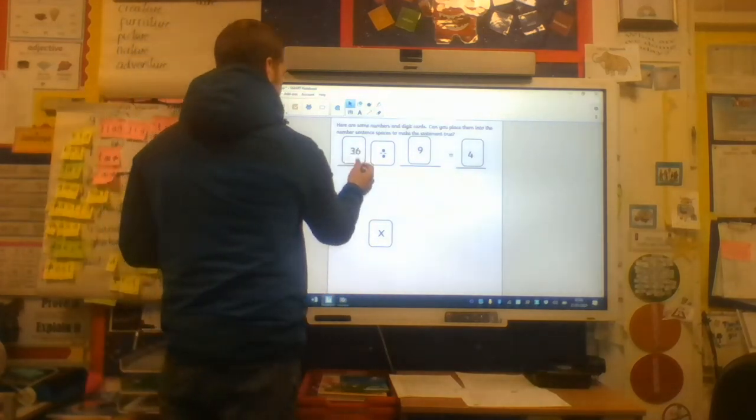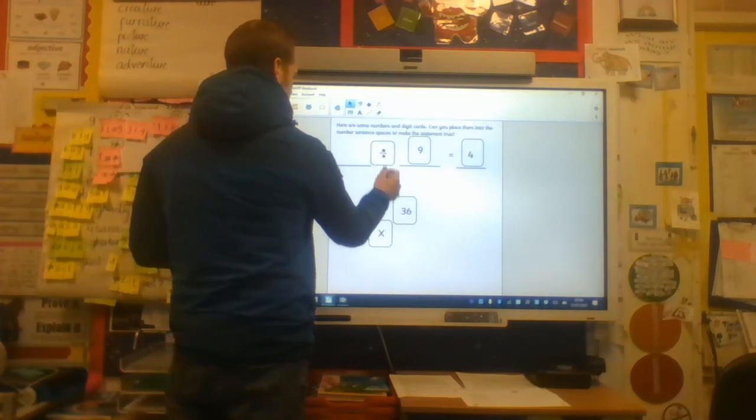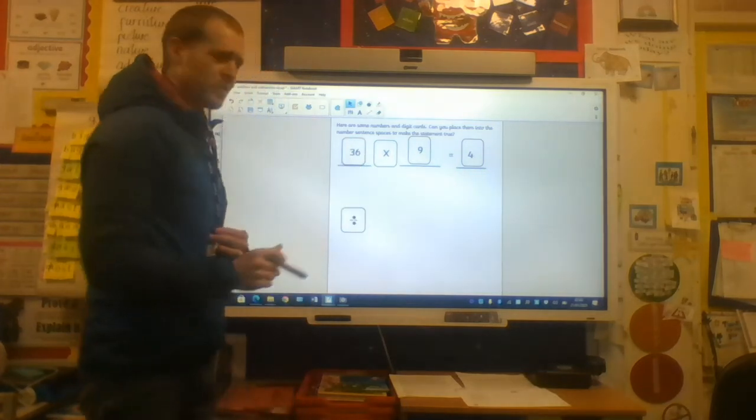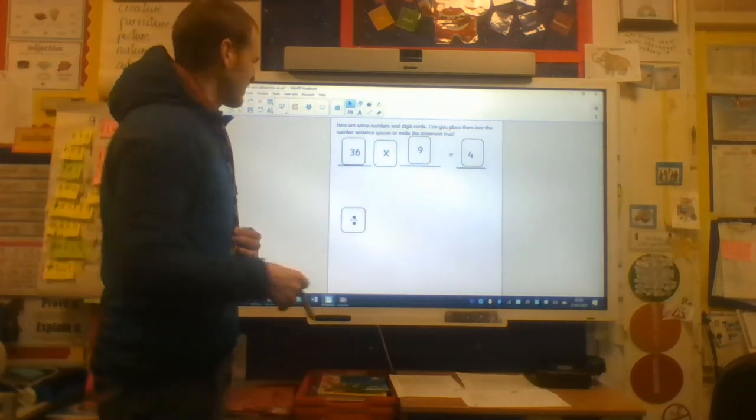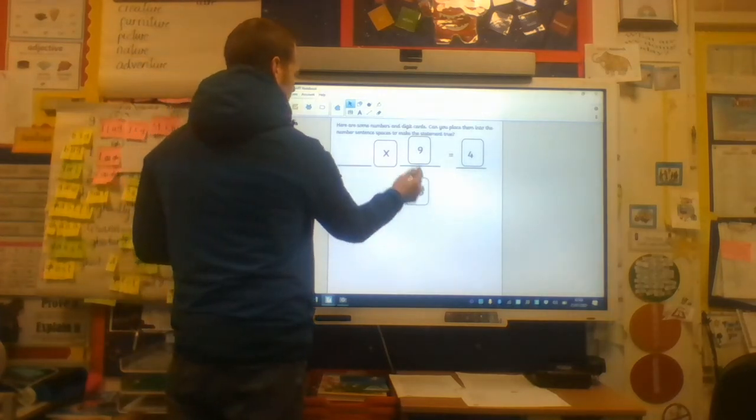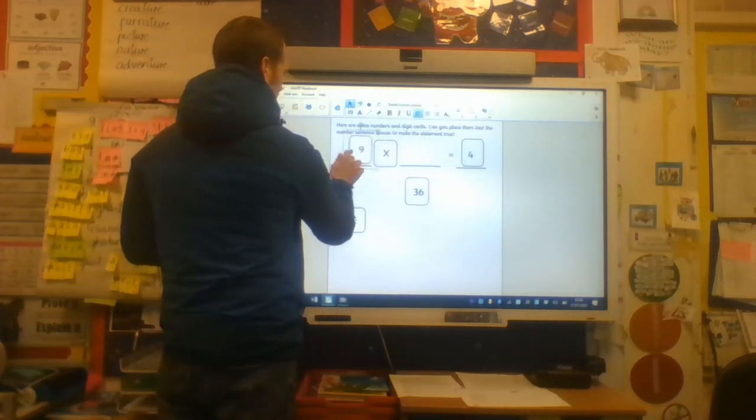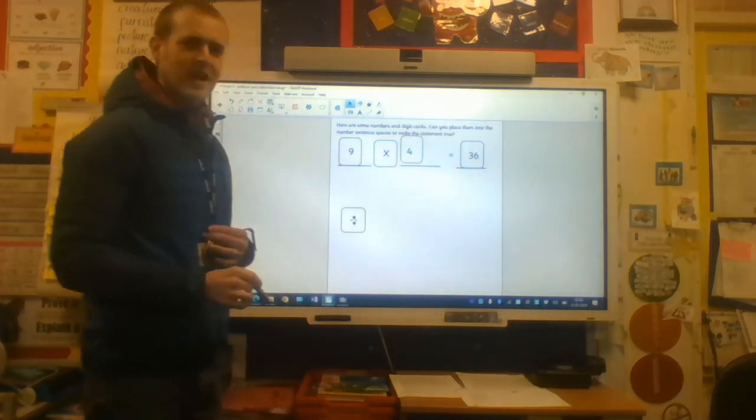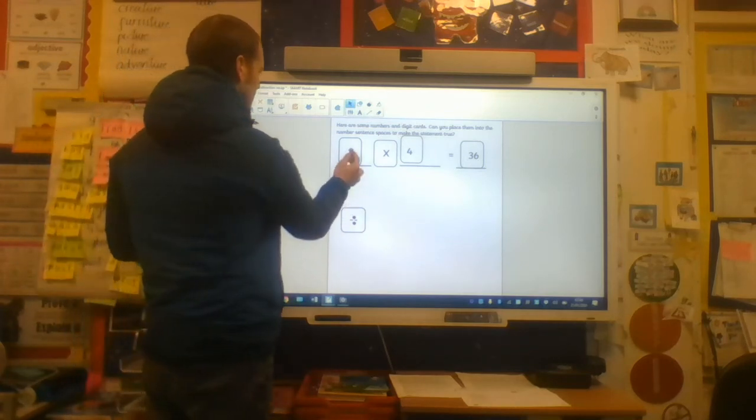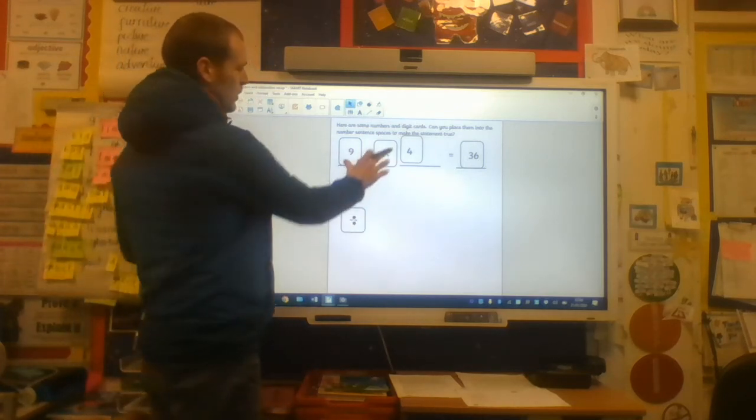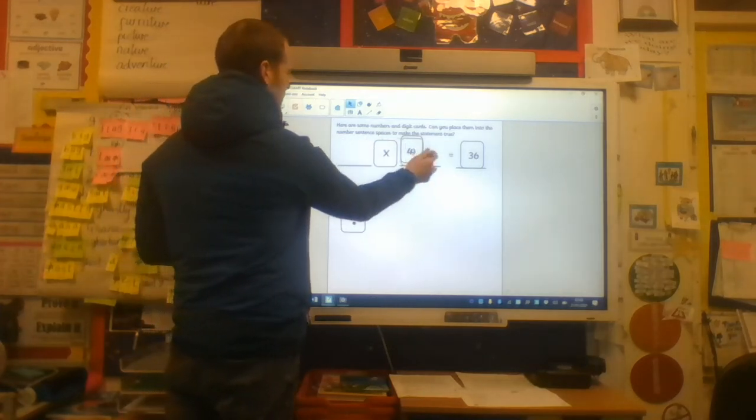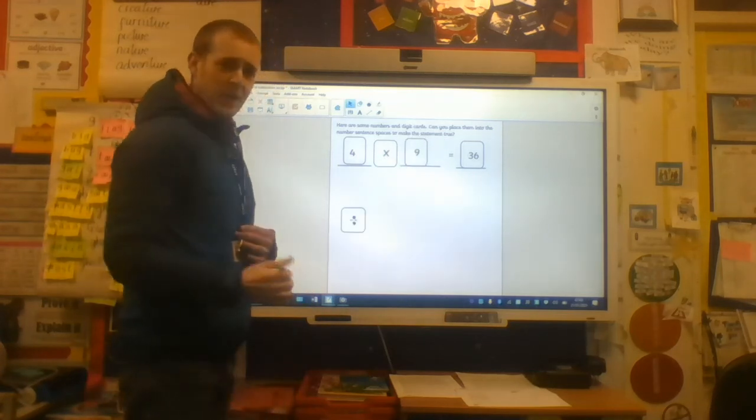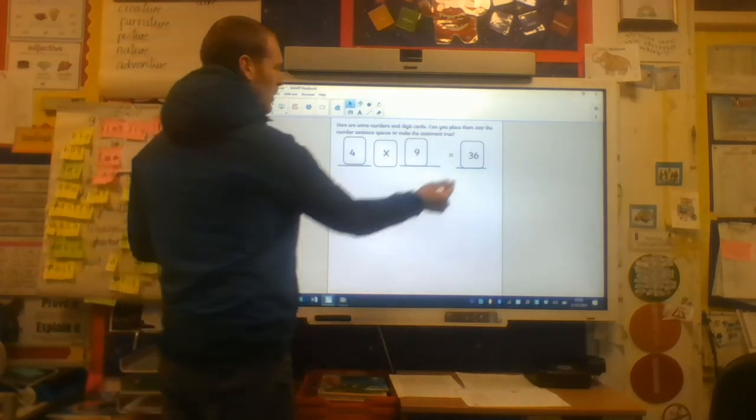Let's go through another one. Let's do a times. 36 times 9 equals 4? No, that doesn't seem to work for me. 9 times 4 equals 36. That sounds a little bit better. And with multiplication I can switch these 2 around and I still get the same answer. I can put 9 here, I can put 4 here. That works too.